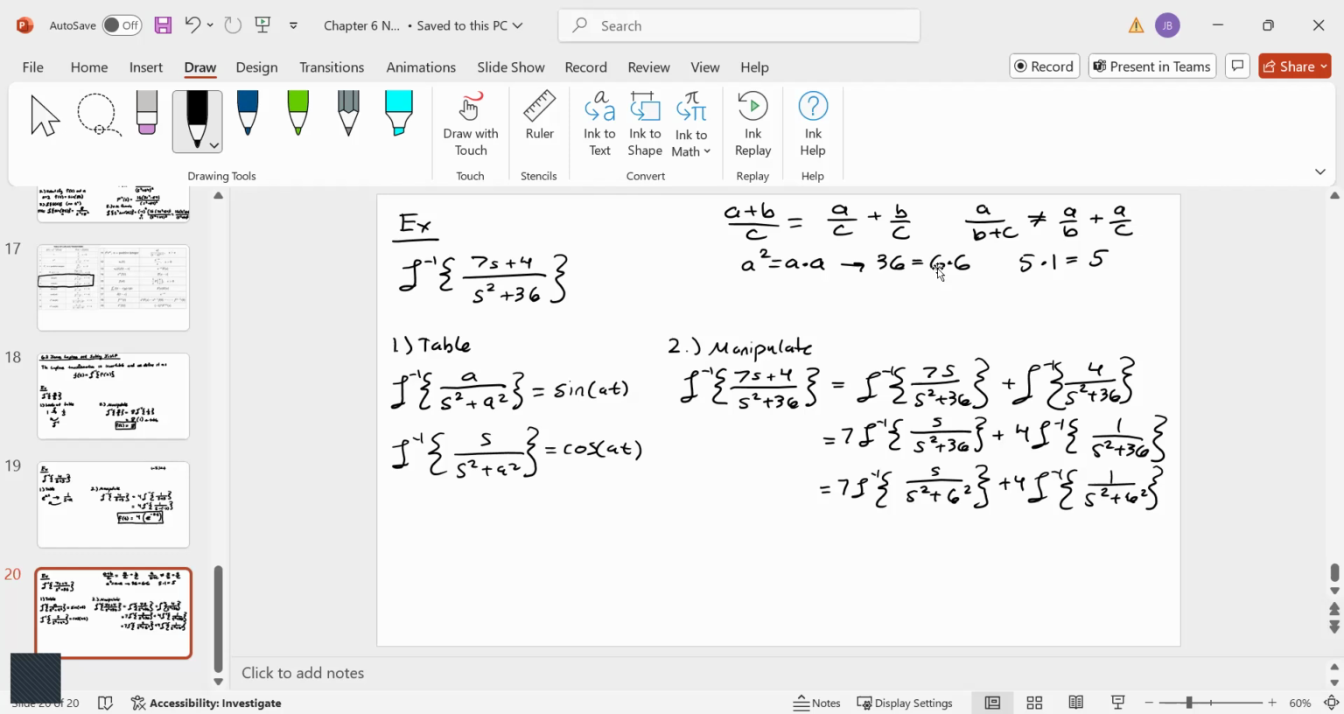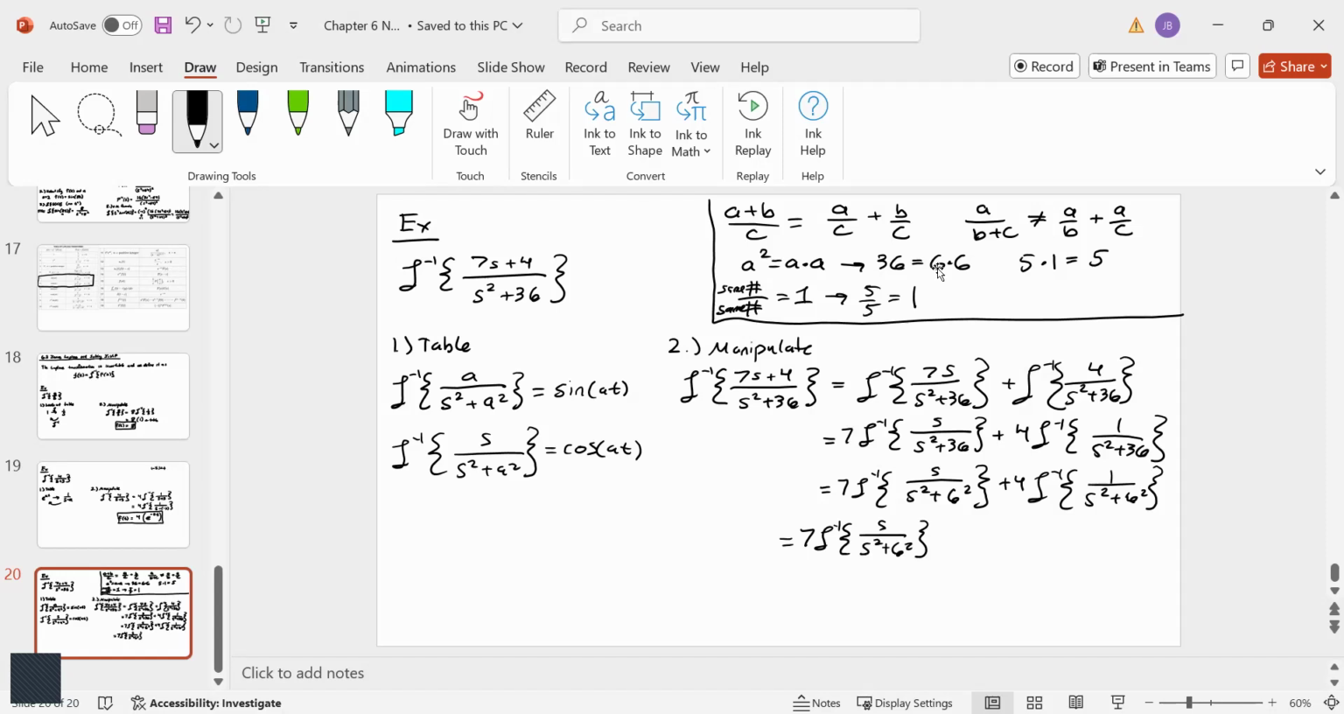So how do we do that? Well, we're going to use another property of fractions, which says the following. A number divided by the same number, so same over same, is equal to 1. So what do I mean? 5 divided by 5 is 1. And we know that 5 times 1 is 5. So what I could do here is say 7 inverse Laplace of s over s squared plus 6 squared. Notice that at no point are any of these 5s. They're all s's. So I try to avoid a 5 here.